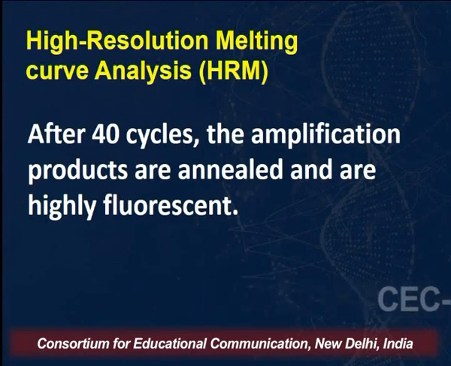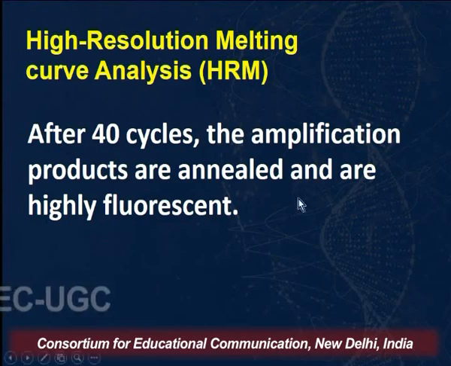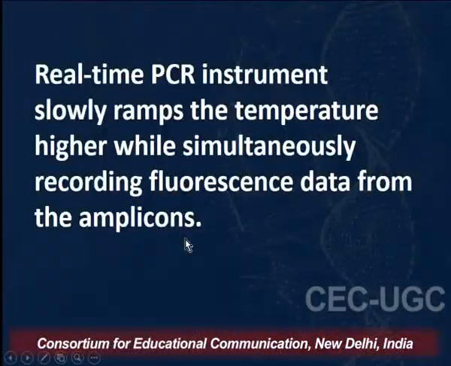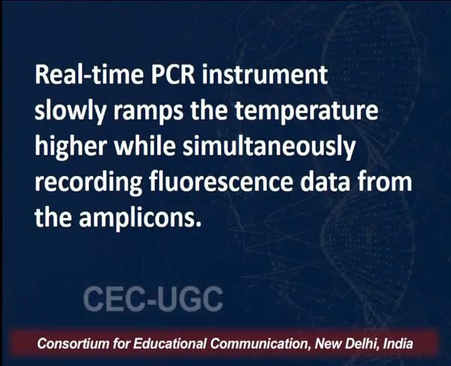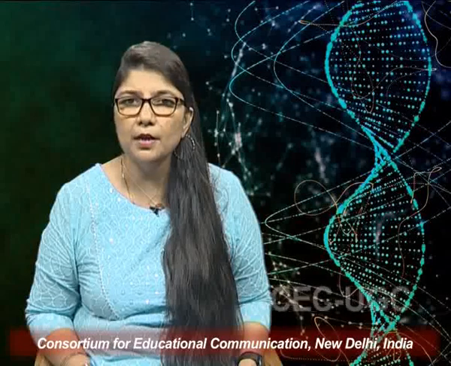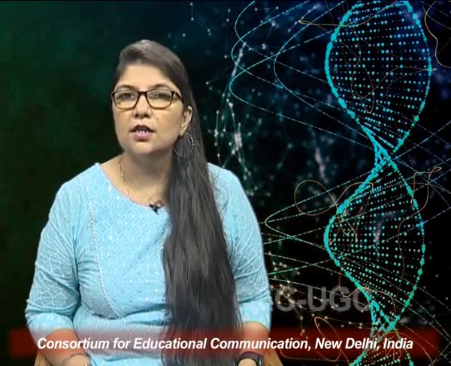So after 40 cycles, the amplification products are annealed and are highly fluorescent. So the end product will be highly fluorescent because the amplification products are annealed and the fluorescent dye is bound to it, that can be detected. Now the real-time PCR instrument slowly ramps the temperature higher while simultaneously recording the fluorescence data from the amplicons. So what will happen? The double stranded PCR product has a very high fluorescence. Now as you increase the temperature, the double-stranded DNA molecules will start separating and become single-stranded molecules, releasing the dye.